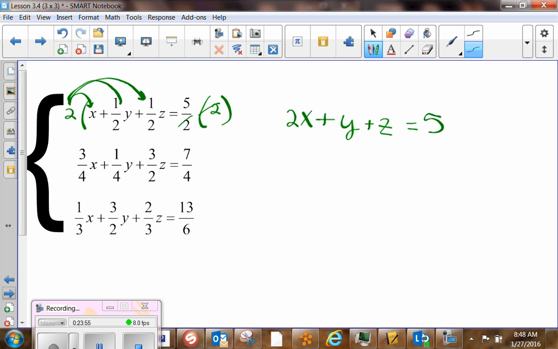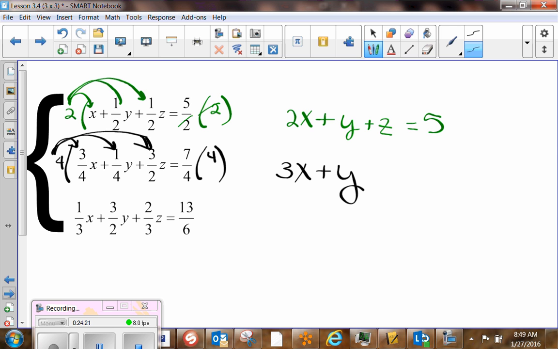In that line. All right, what's my denominator here? So we multiply both sides by 4. When I multiply 4 times 3/4, the 4's cancel. What's left? 4 times a 4th is 1. 4 times 3 halves, because 4 times 3 would be 12, divided by 2 would be 6. And then these 4's cancel, and I've got a 7. Done with those fractions.